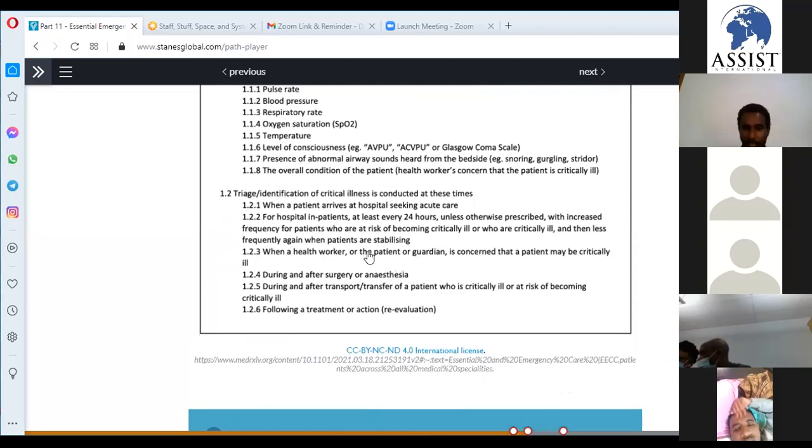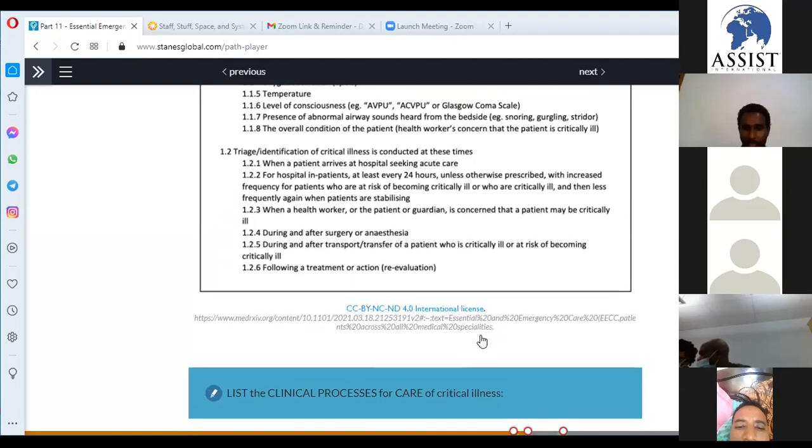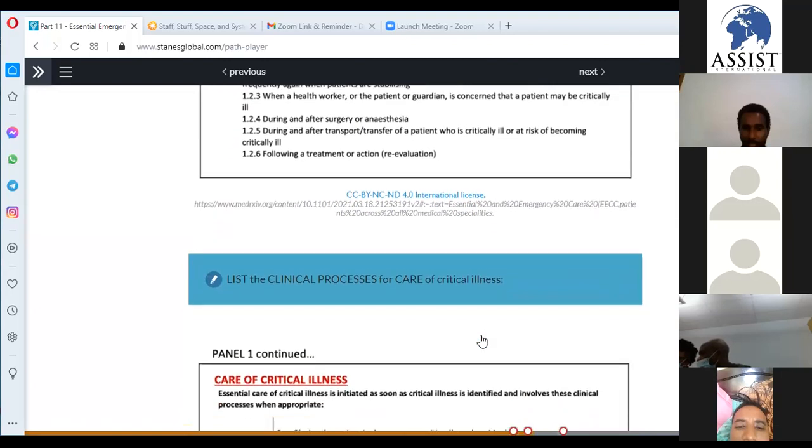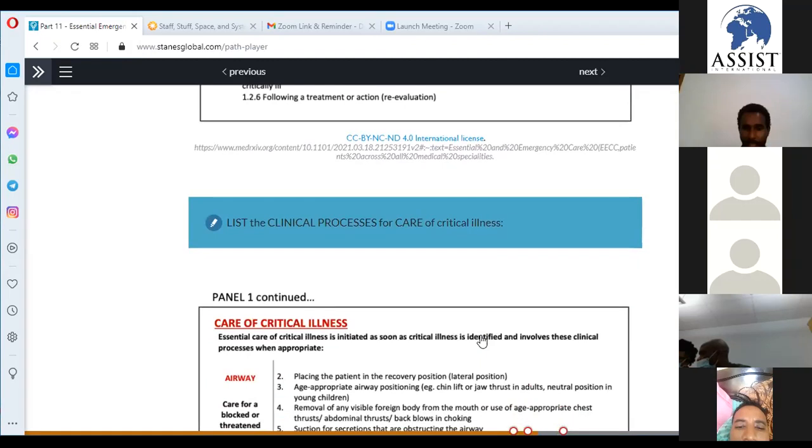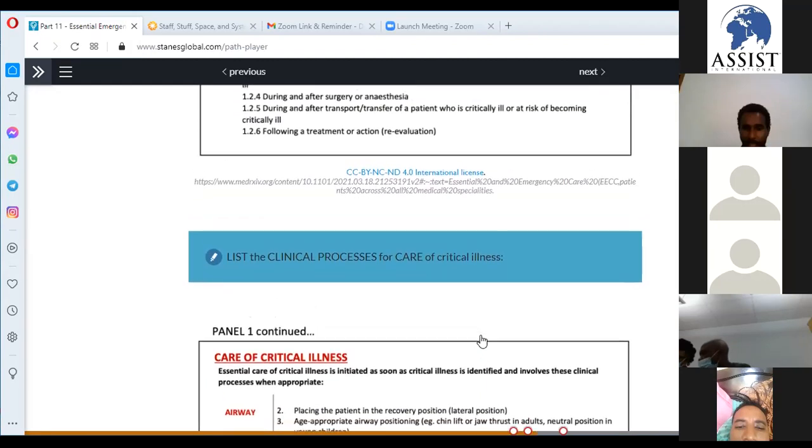And also during surgery or during anesthesia, and even after that in the PACU, and after discharge from the ICU, okay? The patient needs to be reevaluated after being discharged from hospital or from the ICU, with the appropriate time, frequency, and the appropriate vital signs mentioned in this table.